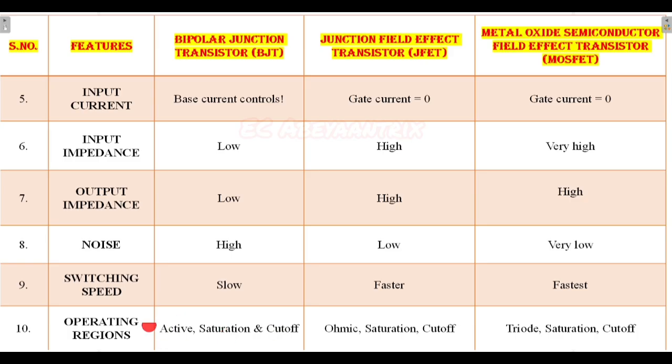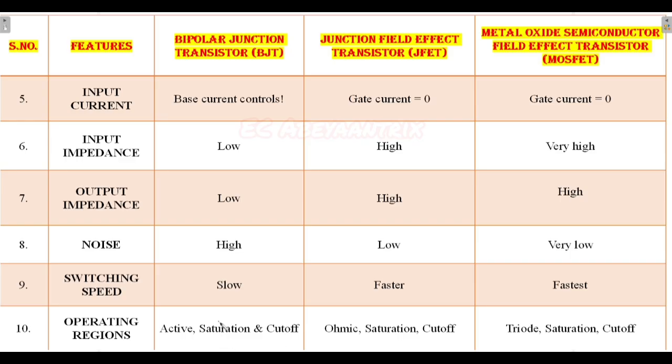In the active region, a BJT acts as an amplifier. Remember the concepts. All those concepts which I have mentioned in this video have been discussed in detail in three videos, so have a look at those videos mainly. In the saturation region, it acts as an on switch. And in the cutoff region, it acts as an off switch, because its output current is completely zero, right?